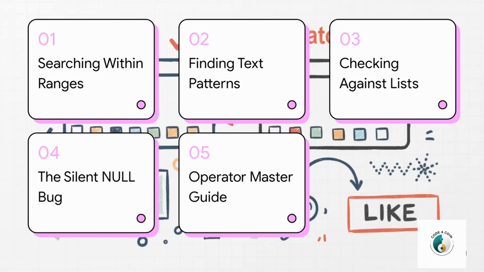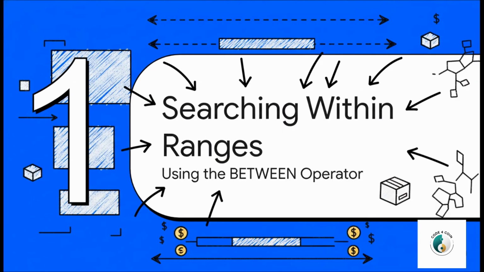So, here's our game plan for today. We're going to start with the Swiss Army knife of data filtering, using between for ranges, like for text patterns, and in for checking against lists. Then, we're going to pull back the curtain on a really critical bug that every single person working with data needs to know about. And finally, we'll wrap it all up with a master guide, a little cheat sheet you can take with you.